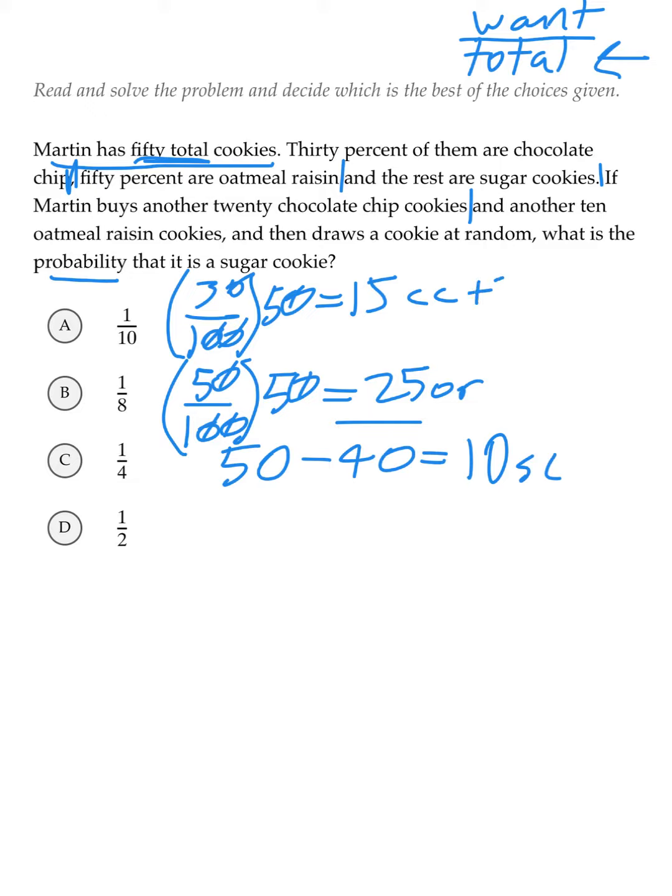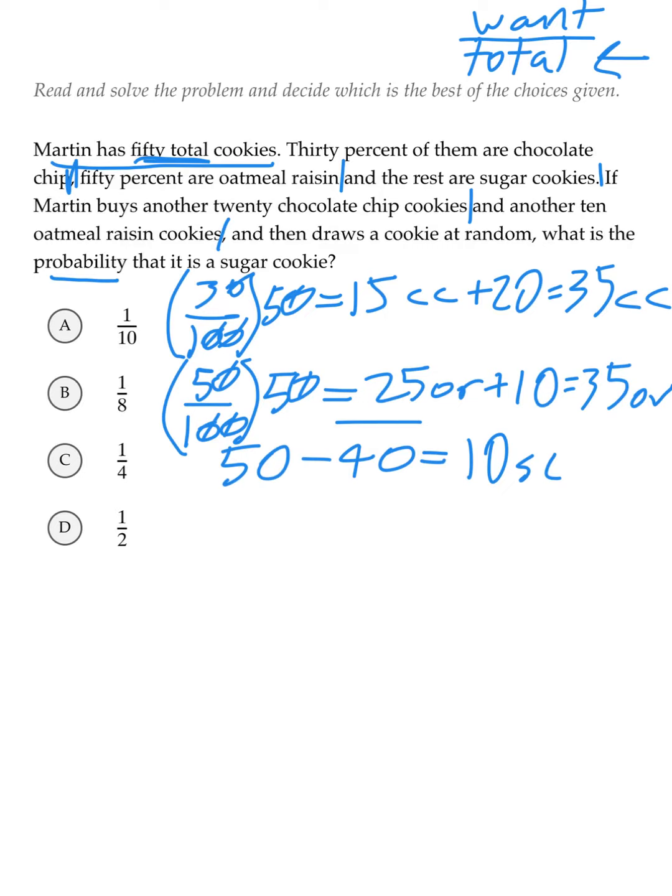If he bought 20 more chocolate chip cookies, he would be left with 35 chocolate chip cookies and another 10 oatmeal raisin cookies. Let's stop there. If we add 10 to his previous oatmeal raisin cookie total, we would get 35 oatmeal raisin cookies.